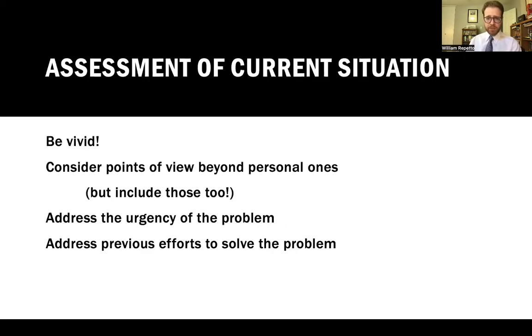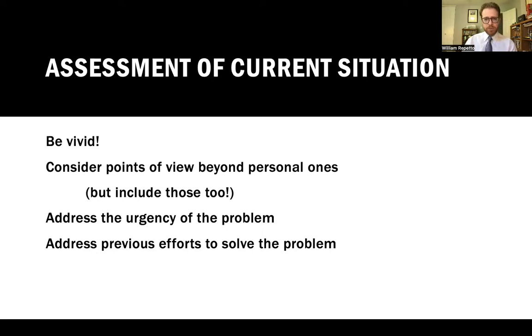Next, you should have an assessment of the current situation. The best piece of advice I can give you for this section would be to be vivid. You can even use personal encounters with the problem or the way the problem has affected your life, which is a really good way to be vivid, because then the reader at least is experiencing it through your eyes, but also consider other points of view beyond your personal ones. Could you explain somebody else maybe who has the problem? And so include those too.